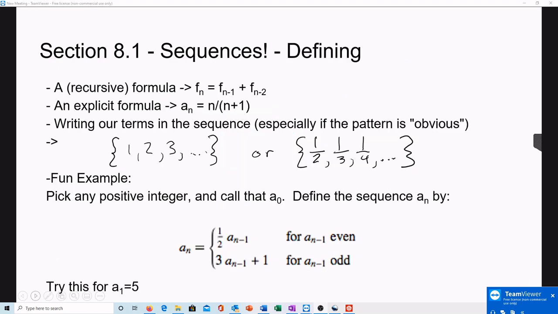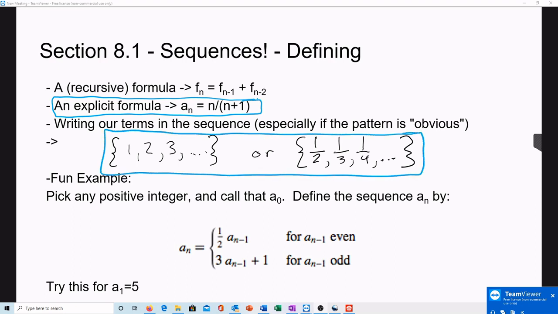Okay, so the way we define sequences, we've already seen a little bit of this. We just saw an explicit formula for a sequence. We also saw these where we might just write the terms out, and if we do it this way, then whatever pattern you start to see is the implied pattern. There are other ways to do this. Recursive formulas is the first piece here, but we're not going to do that in this class.